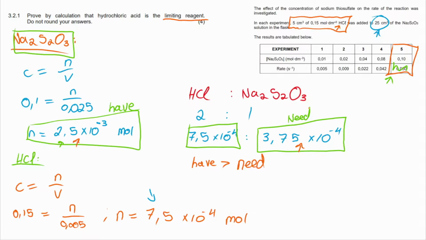Okay, so this is what I need, this 3.75 times 10 to the negative 4, and this is what I have. So this number is smaller, so I need less than what I have. Okay, so what we have then is, therefore, sodium thiosulfate is in excess. Okay, and then that means that obviously then the HCl is the limiting reagent.